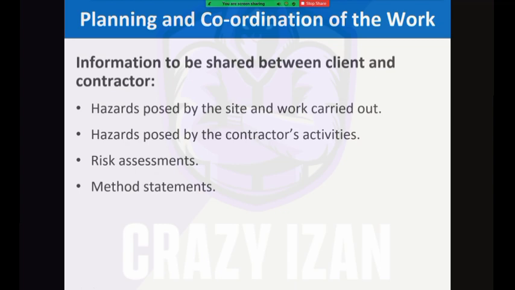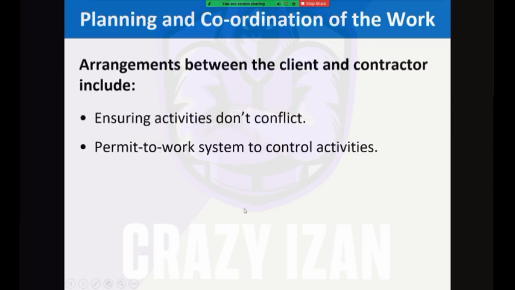Then we have planning and coordination of the work. So when you have selected the right contractor, planning and coordination should be fairly easy. Information must be shared between the client and contractor regarding hazards posed by the site and the work carried out. Also the hazards posed by the contractor's activities, risk assessments and method statements are done as well. So basically you carry out a risk assessment. That risk assessment must be carried out jointly with the contractor involved, and the method statement should be developed jointly as well.